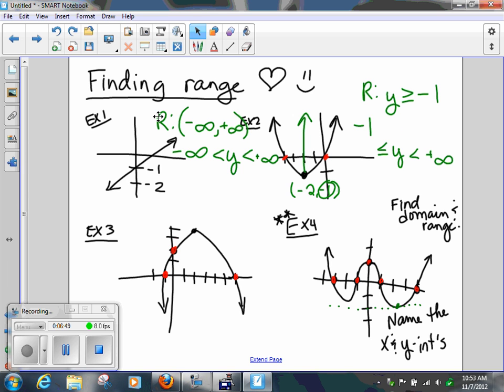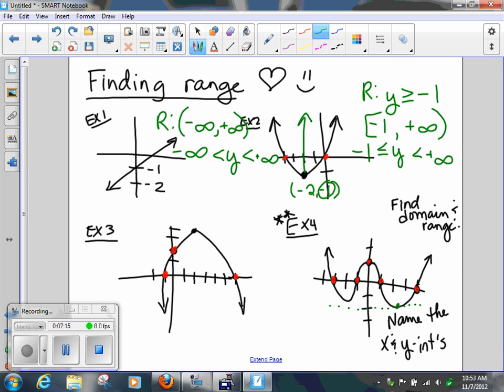On your smart board at your desk, and you can erase it if you want to, but I should have done this: what's going to be my smallest value? -1. Is that going to warrant a bracket or a parentheses? Bracket. And it's running where? To positive infinity, which warrants a parentheses, right?